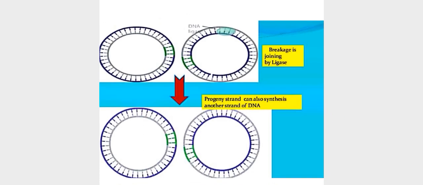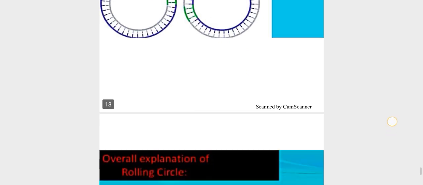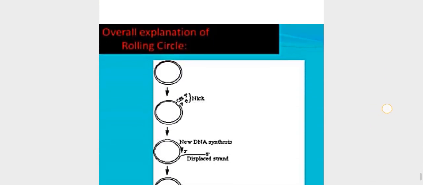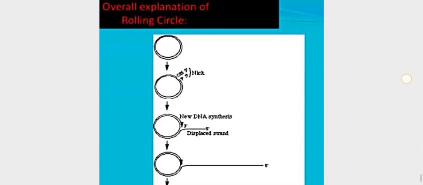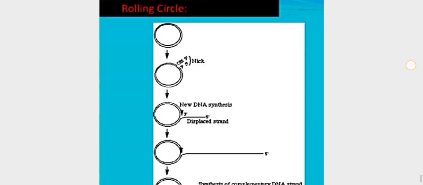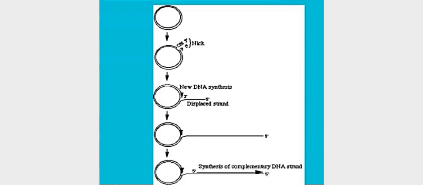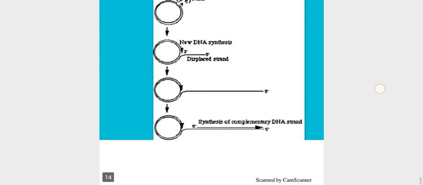Breakage is joined by helicase. Progeny strand can also synthesize another strand of DNA. Overall explanation of rolling circle: nick formed, new DNA synthesis, displaced end, synthesis of complementary DNA strand.